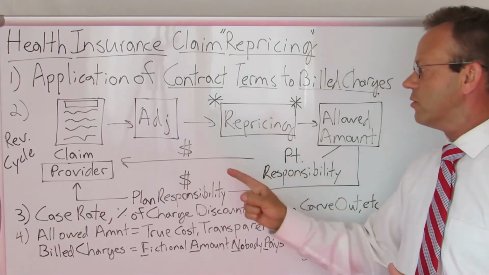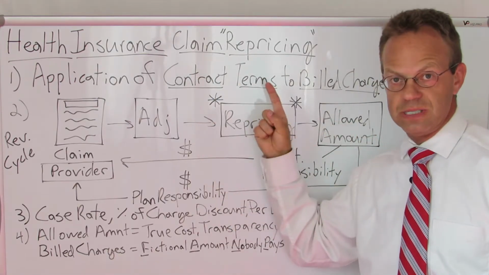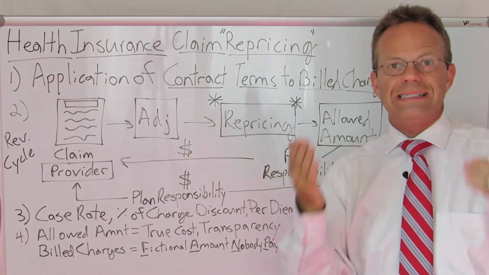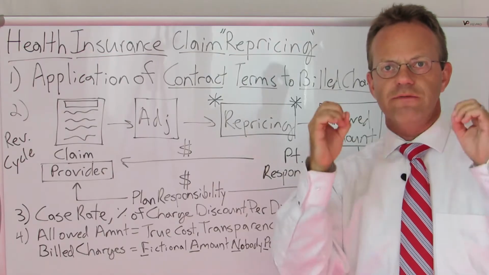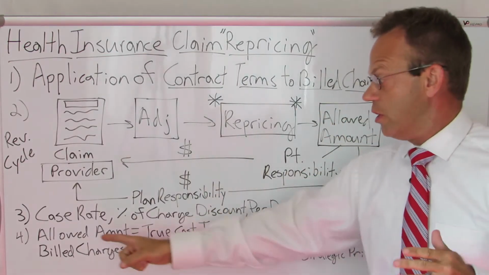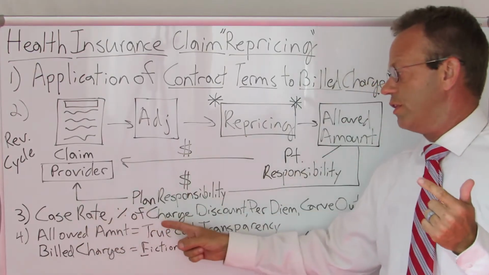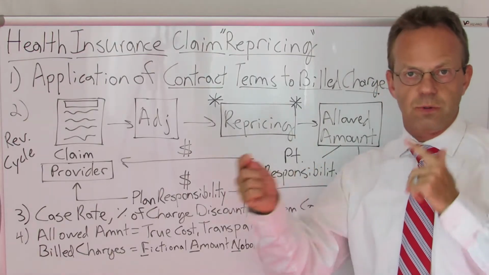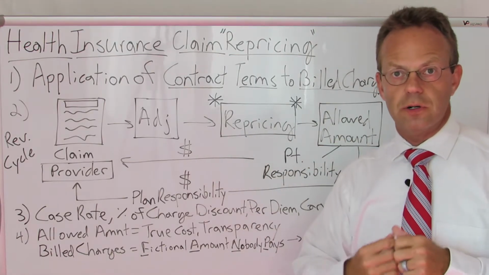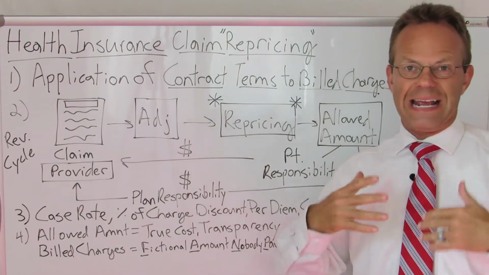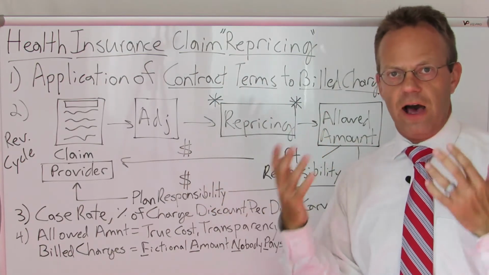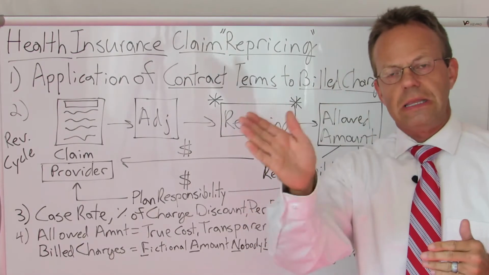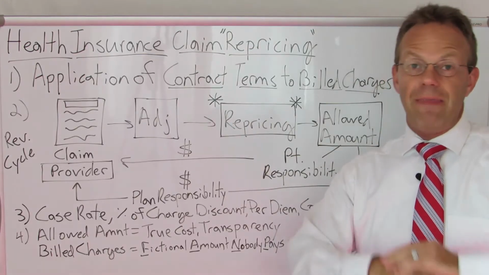Okay, now here's the key. Contract terms, right? So the repricing is based on the contract terms, or what is oftentimes referred to as the discount. Now those contract terms are very complicated. There's a lot of them. There are things called a case rate. There are things called a percent of charge discount. There are things called a per diem, where the insurance company will just reimburse a set amount per day. It might be like $1,900 per day of hospitalization, let's say for like a pneumonia. Then there's a carve-out, which is a specific line item payment for something like a pacemaker. And there's more on top of that.